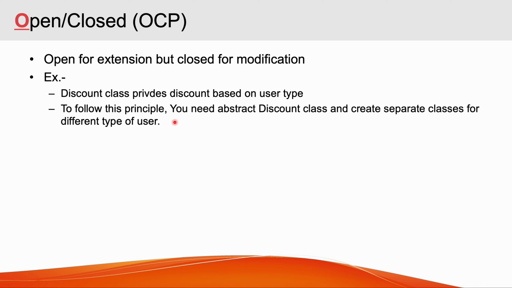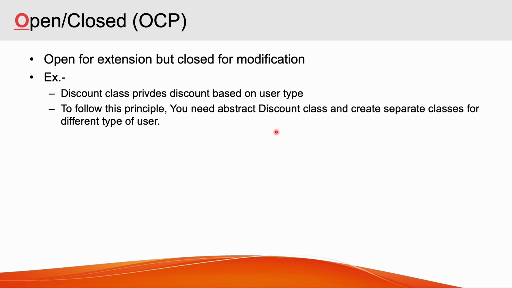To follow this principle, you need an abstract discount class where you will have a give discount method, that is an abstract method, and you will create separate classes for different types of customers or users. So whenever you have a new type of user and you want to give a discount, you just need to add a new class. That's it. Adding a new class is the open for extension part, and you are not modifying an existing class because this is the new customer, right? And that is why it says closed for modification.